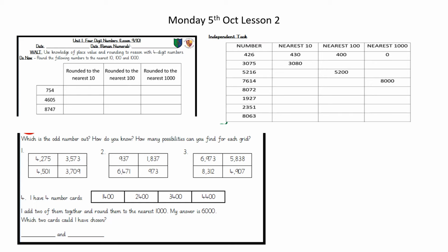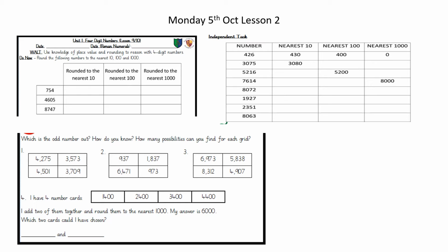For the second half of your independent task, you need to look at which number is the odd one out in each little grid. So number 1: 4,275, 3,573, 3,709, 4,501. There might be more than one possibility for each question.